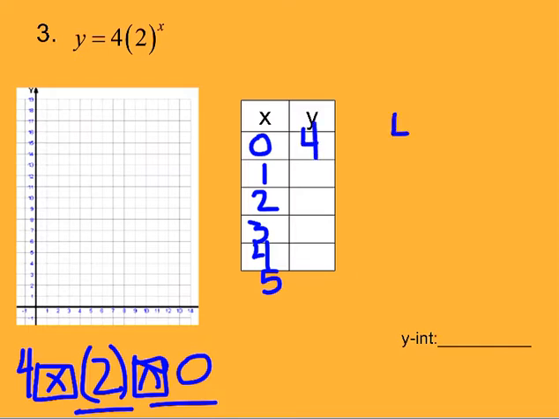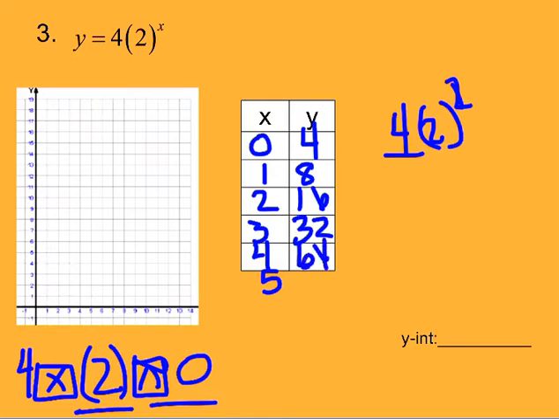Next, I have 4 times 2 to the first power. Well, 2 to the first power is just 2, and 2 times 4 is 8. And then I'm going to have 2 to the second power. So 2 to the second power is 4, and then I need to multiply it times the 4 that's out here, so that's going to be 16. 2 to the third power times 4 is 32. Okay, 2 to the fourth power times 4 is 64. 2 to the 5th power times 4 is 128.